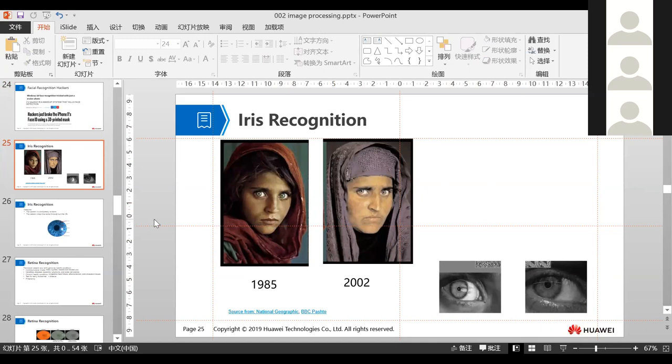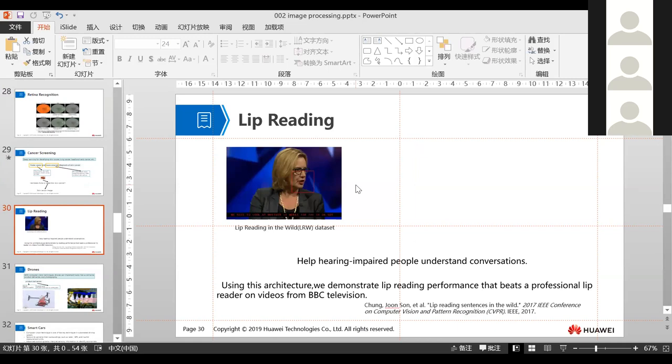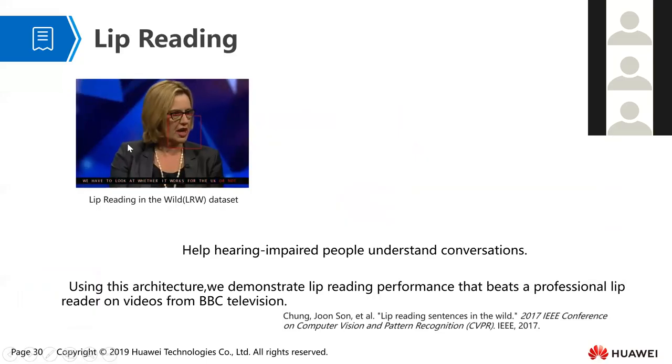And here are the applications of face recognition and iris recognition. And actually there are a lot of other recognitions, and these are other applications in computer vision, like lip reading. It will help hearing impaired people to understand conversations. Here is an example. We use a deep learning model, a CNN model, to do lip reading of a person, which can help some hearing impaired people to understand conversations.